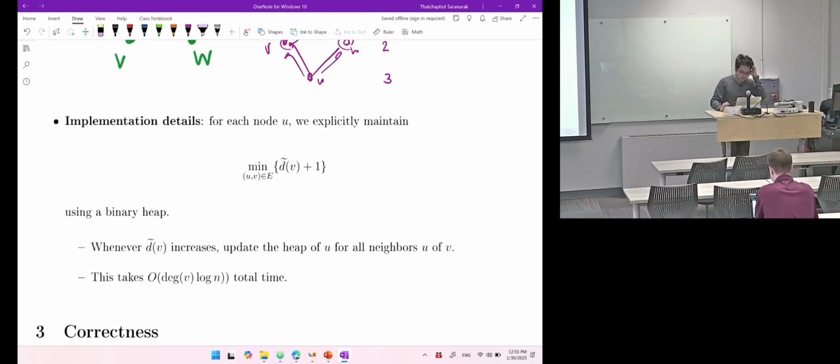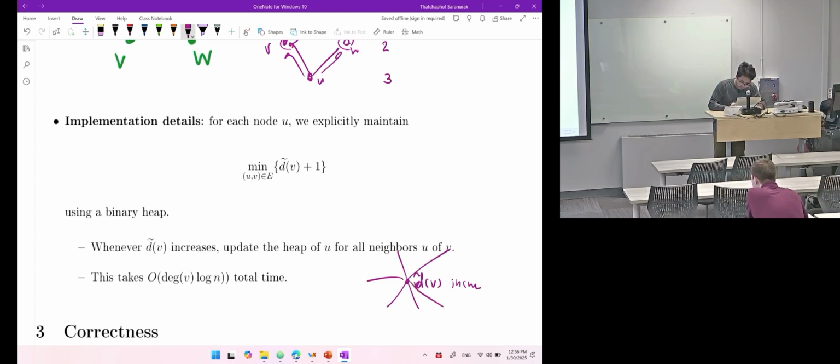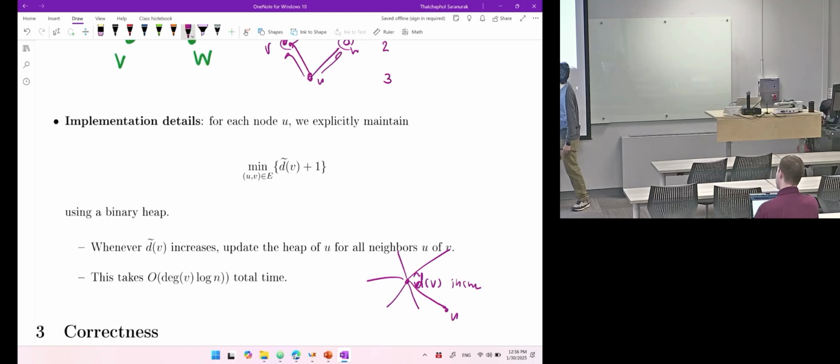So if v is here and the level of v changes, like increases, now each neighbor of v, like u here, maintains this number. Everyone maintains this number of its own. So when d tilde of v changes, we need to update the heap of everyone here.